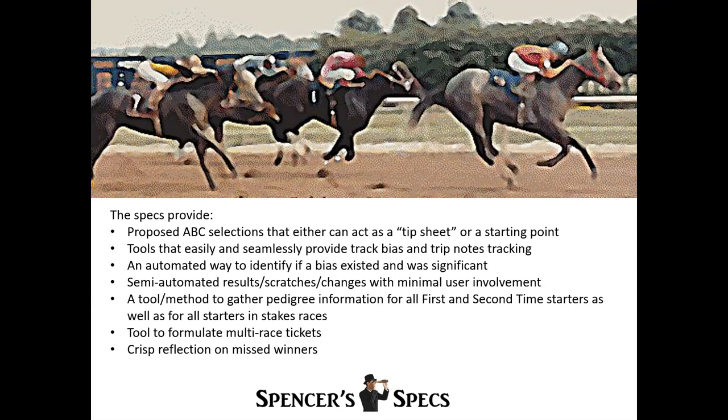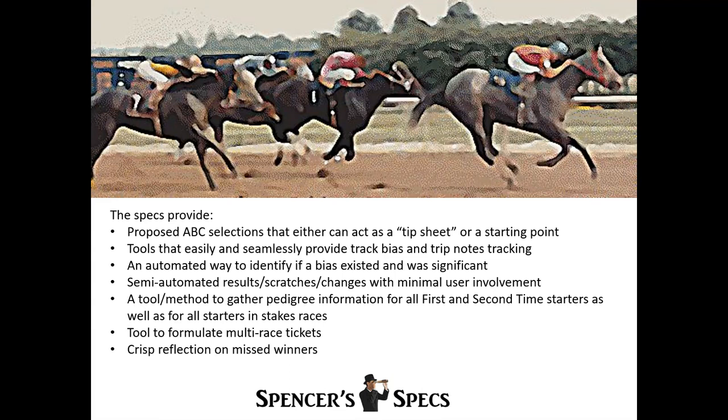We have those tools that really seamlessly provide your track bias and trip notes tracking. It's going to tell you whether a horse was with or against a bias in its last 3 starts. It's going to tell you whether there was a trip note that was taken on the horse. And again, we have that automated way to identify if a bias existed and how significant it was.